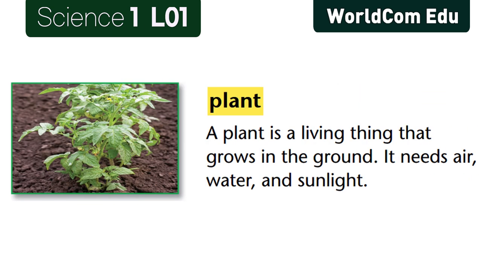American textbook reading. Grade 1. Science. Book 1. Lesson 1. Parts of plants. Plant. A plant is a living thing that grows in the ground. It needs air, water, and sunlight.